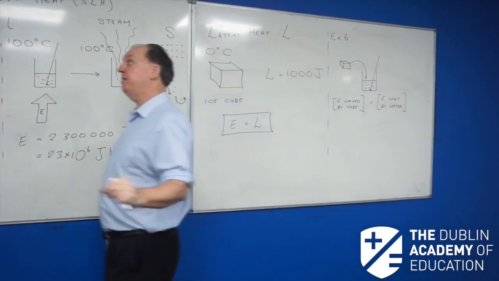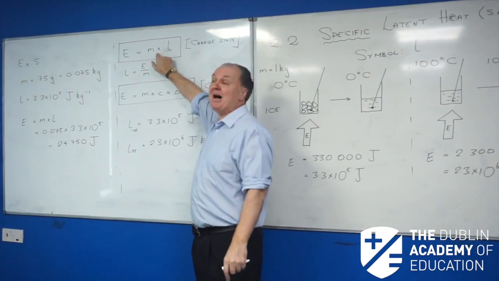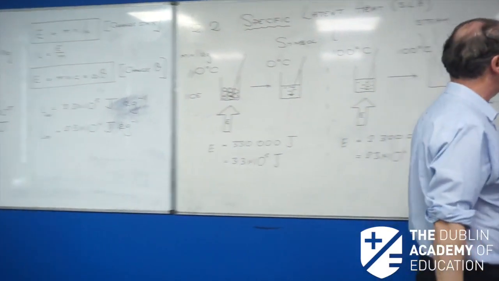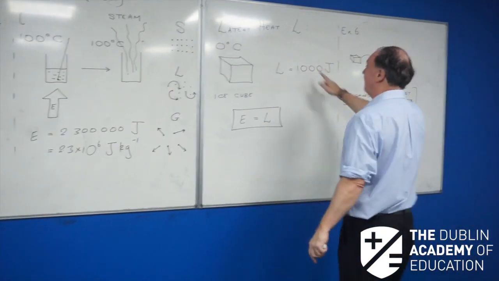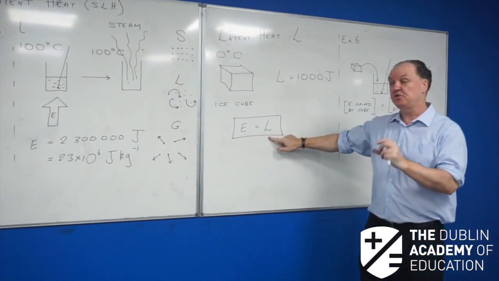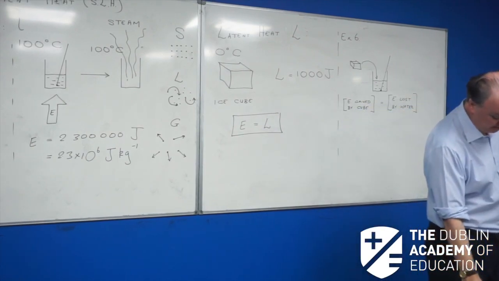Whereas over here, you've got E is equal to ml. You need the mass, don't you, if you're talking about specific latent heat. Let's do an example involving this. First of all, they don't ask this very often. Occasionally. So let's do example 6.